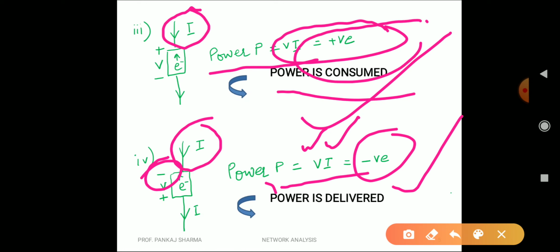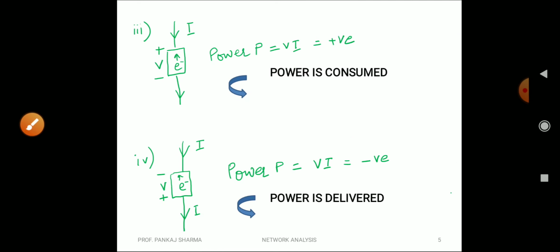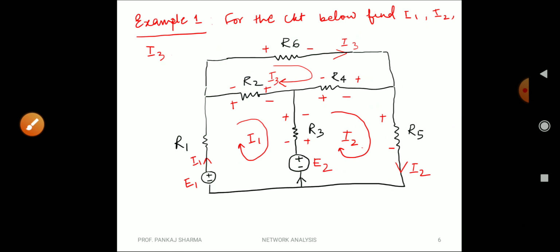And if the power is coming positive, that power is being consumed. Okay, let's go to the next slide. We have our example number 1. For the circuit as given to you, find current I1, current I2 and current I3.